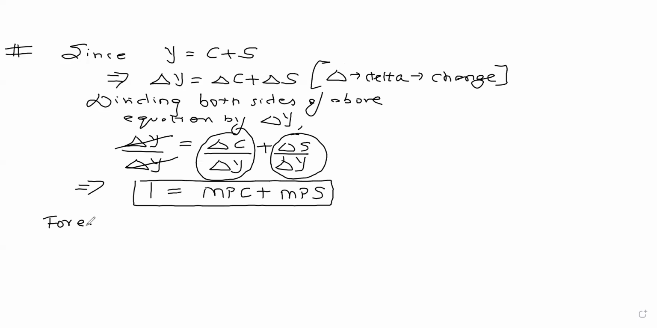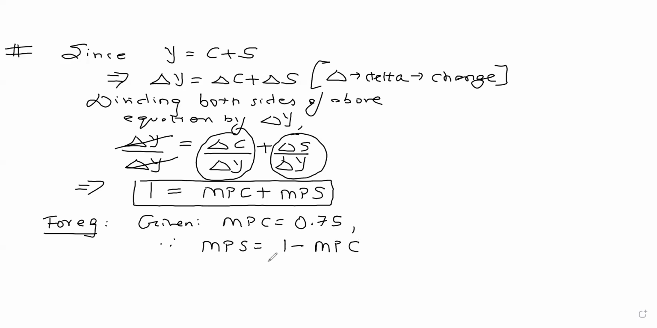So for example, if I am given that my marginal propensity to consume is 0.75, how do I interpret it? If my income goes up by $1, my consumption goes up by $0.75 or 75 cents. Can I calculate MPS? Therefore, my MPS will be 1 minus MPC, which is 1 minus 0.75, which is 0.25.